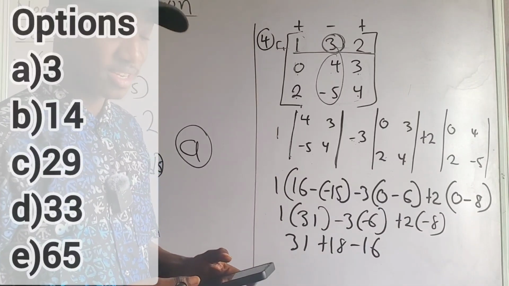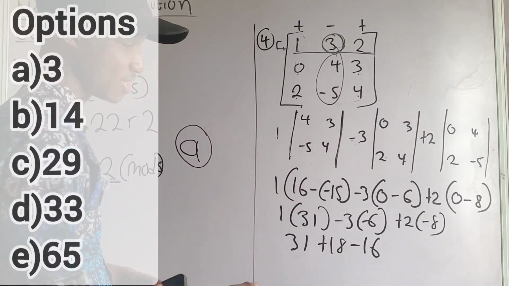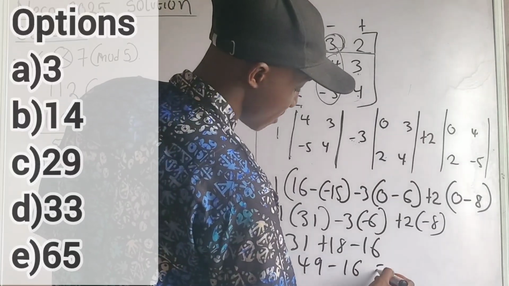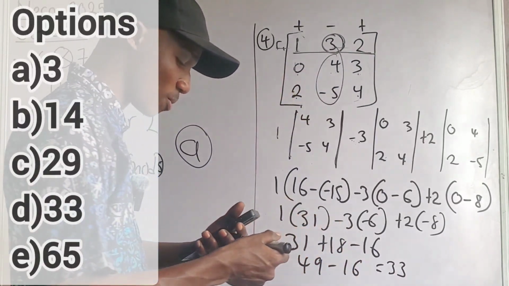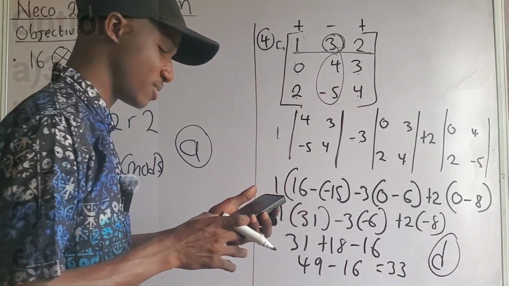Do you understand? Okay, now for this one, 31 plus 18, that is 49. 49 minus 16, that is 33. So the correct option is option D. Option D is the correct option.